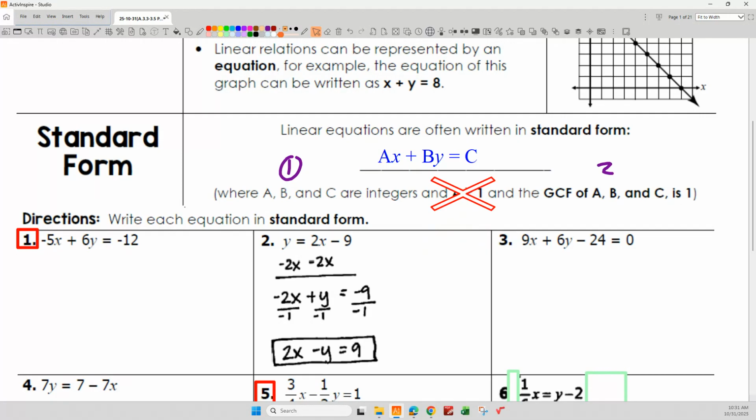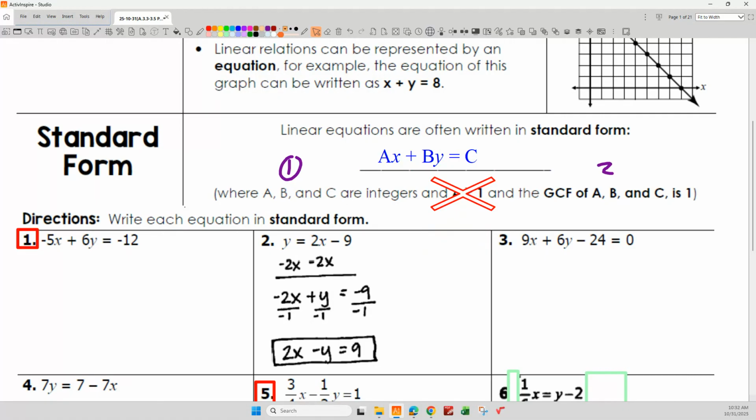So how could I, in problem number 1, make A positive? Well, okay, so I could move everything to the opposite side of the equation, right? And that would work, but that's a lot of stuff to do. There's one thing I can do in one step that's a little bit easier. Divide everything by -1, which is the same as multiplying everything by -1.